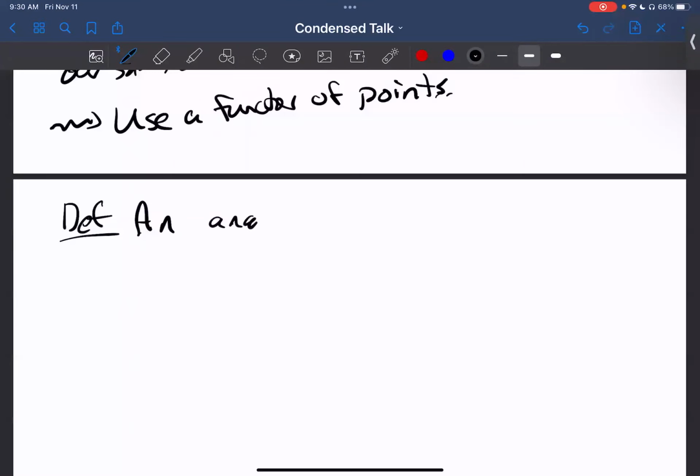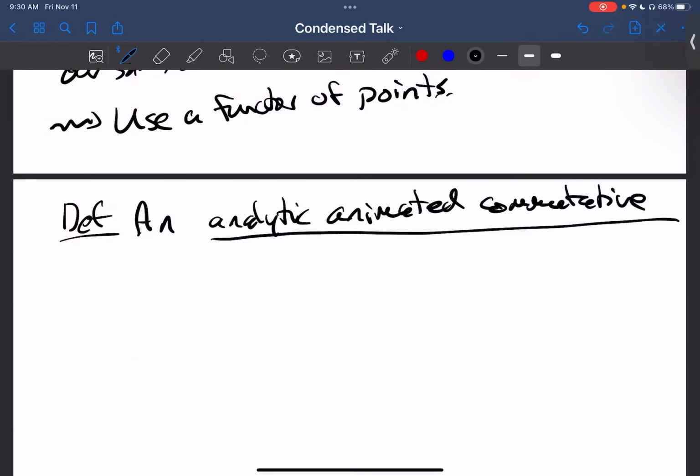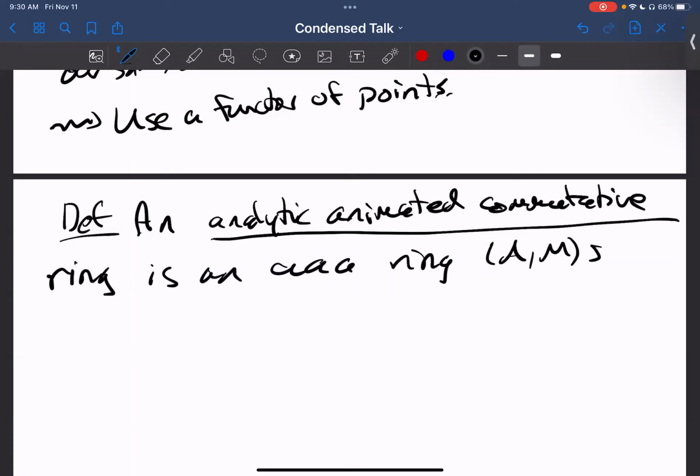An analytic animated commutative ring is an analytic animated associative ring, A-M, such that A is commutative. So by commutative, I mean it's an analytic animated commutative ring.